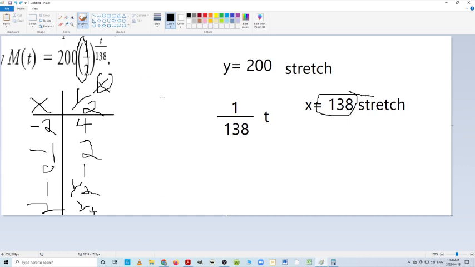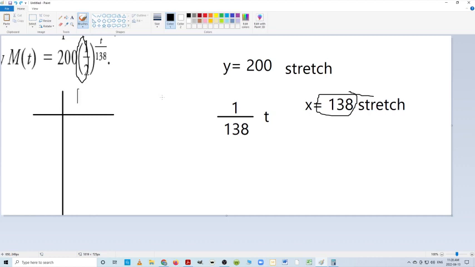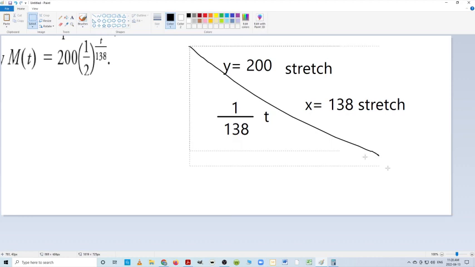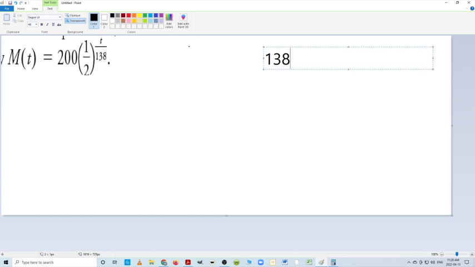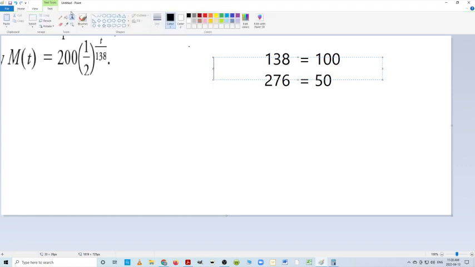But even looking at this, let's go back to the very basic premise of this and say, okay, what's going on here with that x transformation? Remember that this thing's going to half every 138 days, which means after 138 days I should have 100 grams. And after 276 days, I should have half of that, 50 grams, because we start with 200 grams. And it's clear when this is 0, at time 0, this half to the power of 0 becomes 1. We have 200 grams at time 0.